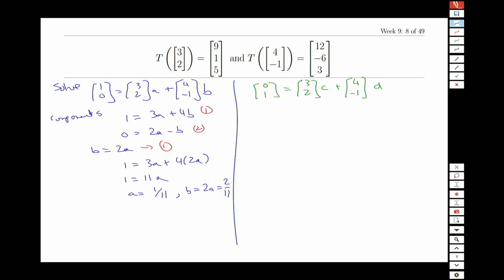And that tells us that 1, 0 is 1/11 times the 3, 2 vector, plus 2/11 times the 4, negative 1 vector. Let me double check. 3 plus 8 is 11, perfect. And 2 over 11 minus 2 over 11, yeah, perfect. Good.